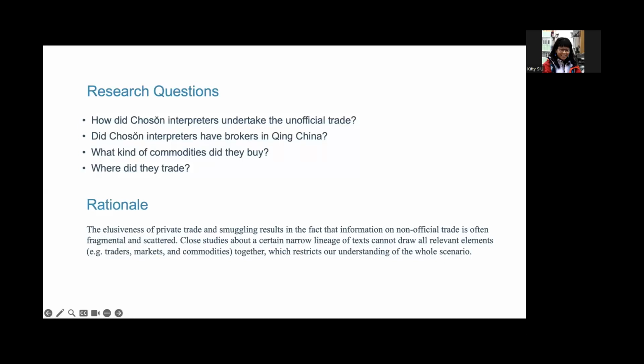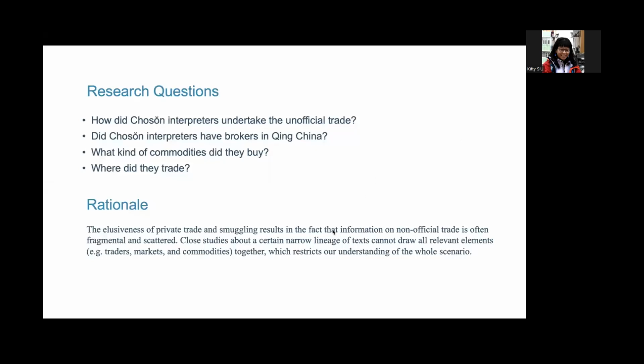As I mentioned before, information about unofficial trade is always hidden and scattered in different kinds of materials. So that is why I decided to use digital tools to conduct research to answer these research questions. So the rationale here is that the elusiveness of private trade and smuggling results in the fact that information on non-official trade is often fragmental and scattered. So if we only look at one single material and focus on a certain narrow lineage of text, perhaps we cannot draw a relevant, complete picture of the unofficial trade. And so that is the main reason I chose a digital method to conduct this research.